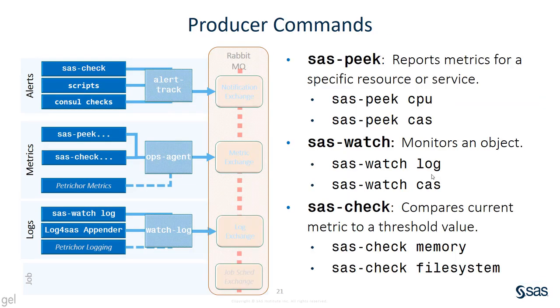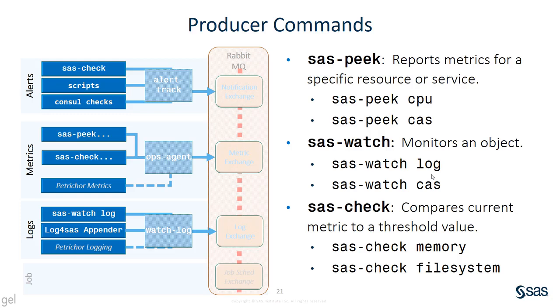So really interesting. Let's break it down. On the left of the screen, we have what we call producer commands. These are commands that R&D provides that do things like peek at a metric. So it's like a snapshot. Tell me what the CPU is doing and report back. Tell me what the memory is doing, report back. So it's just a capture of a metric at a point in time.